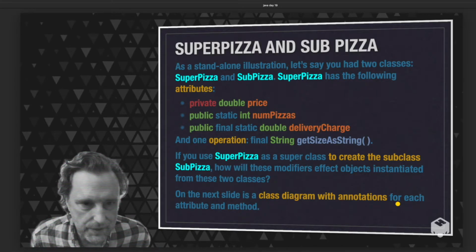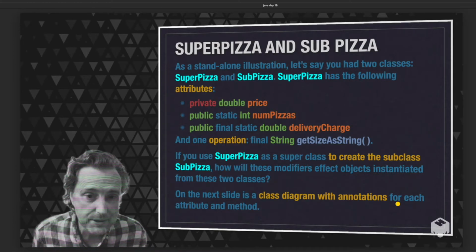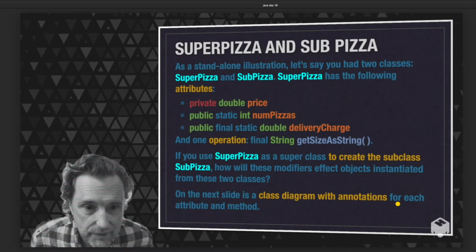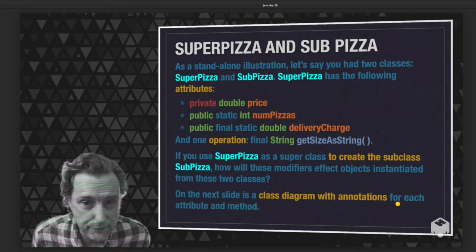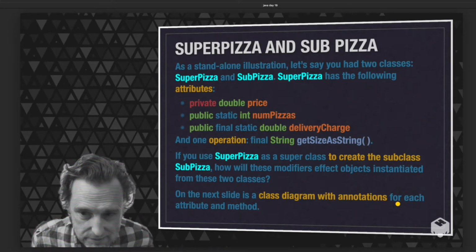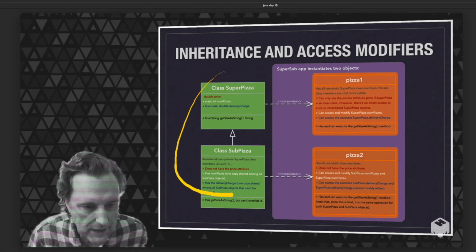So there's a private double price, there's a public static integer, there's a public final static double, and there's a final string get size as string. And here's the class diagram. Inside the green are the two classes.